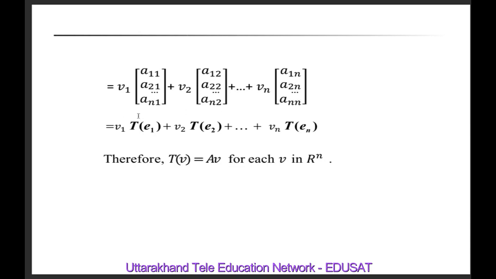So this is equal to V1 TE1 plus V2 TE2 plus ... plus Vn TEn. Therefore TV is equal to AV for each V in Rn. A, we know, is a usual m by n matrix, and V is the column matrix.